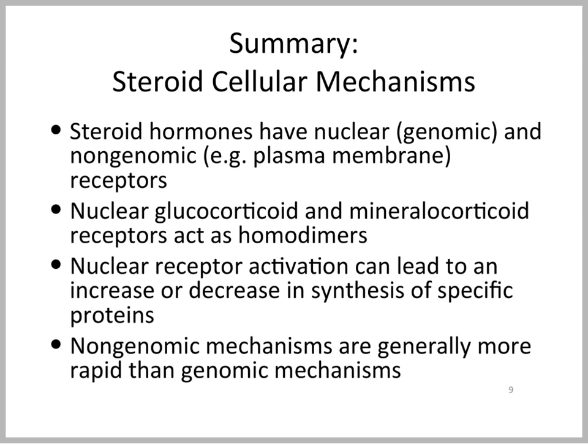So in summary, the steroid cellular mechanisms, we have nuclear or genomic, and we have non-genomic. And the non-genomic ones basically are usually through plasma membrane receptors that are specific for glucocorticoids. Nuclear glucocorticoid and mineralocorticoid receptors act as homodimers, meaning it takes two to tango, two to bind at the hormone response element on the DNA. This activation can lead to an increase or a decrease in synthesis of specific proteins. That's how we see the effect. And then the non-genomic mechanisms are generally more rapid than genomic mechanisms with regards to their time frame.